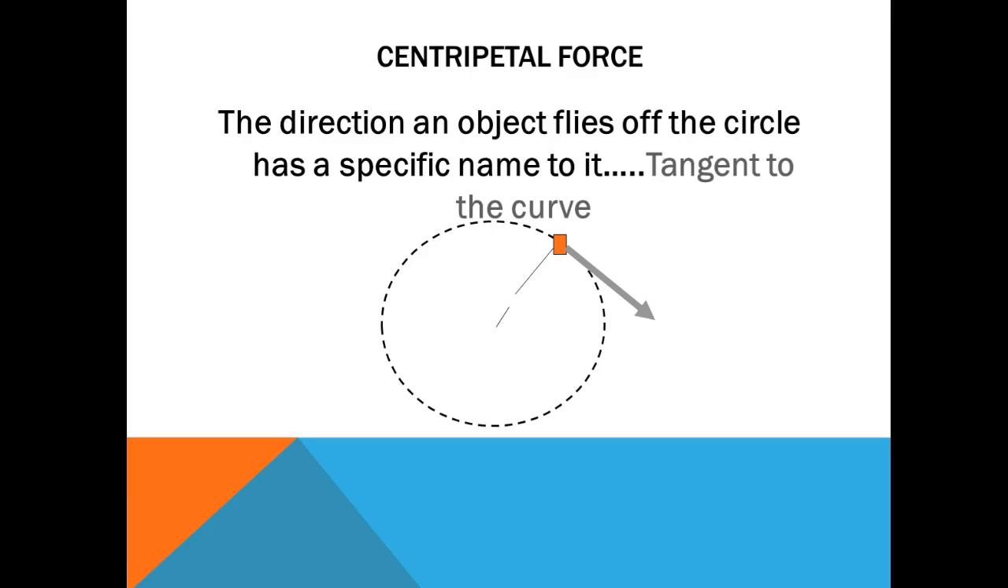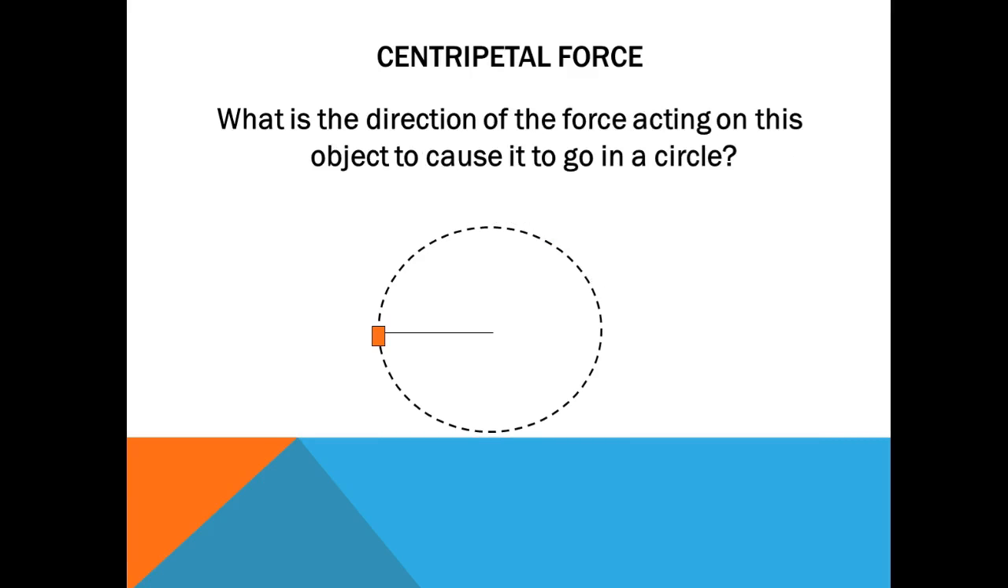It's going to make a right angle with the radius, which in this case is the string that's connected from the center of the circle out to the object. In this case, with a string, we're creating a tension force, but it's a centripetal force. What is the direction the force is acting on the object that causes it to go in a circle? Well, if I was swinging something over my head on a string, I'd be pulling inward. So the force is pulled towards the center.